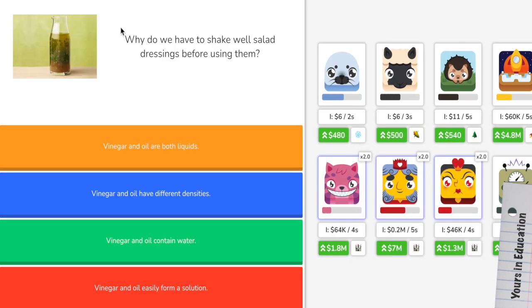There you go. Why do we have to shake well salad dressings before using them? Okay, vinegar and oil are both liquids.